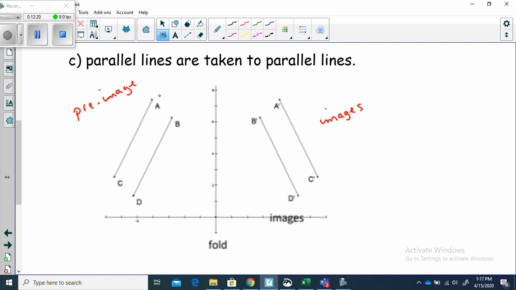Now notice, these lines were parallel before we got started, weren't they? What happens after you have reflected them? Well, if they were parallel before you reflected them, they're still going to be parallel to each other afterwards. This line is not parallel to this one, but the two lines that were initially parallel create two lines that are parallel. The pre-images are parallel, the images are parallel.